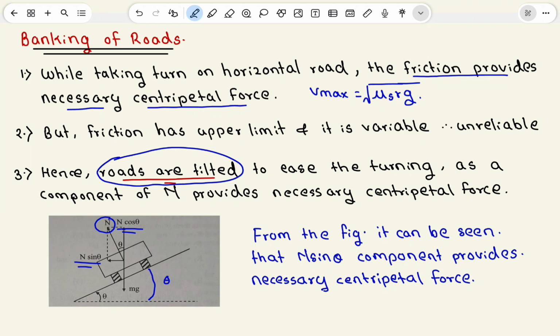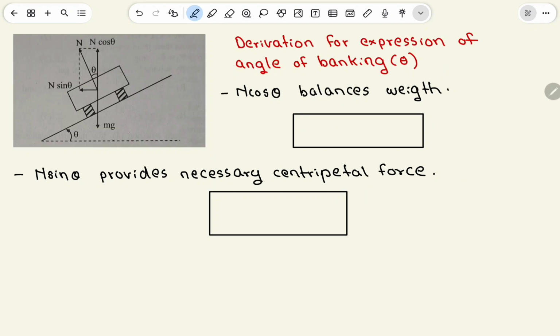So, by using this concept, that is tilting of roads, we can remove the dependence on the friction, and even without friction, we can use a component of normal reaction for our help while taking circular turns. This concept of tilting the roads to ease the turning of the vehicle is called banking of roads. So the derivation that we are going to do over here is the derivation of the expression of angle of banking, but this angle of banking is for frictionless roads, which means there is no friction.